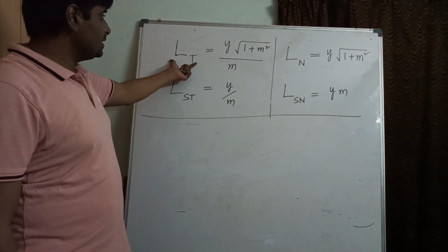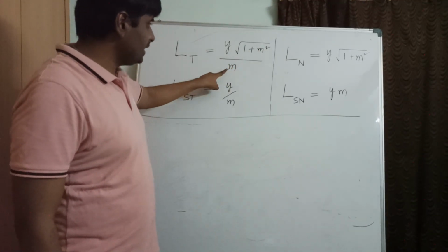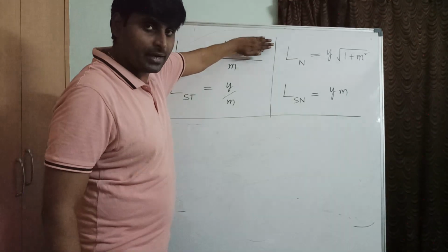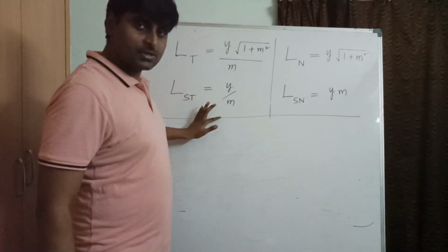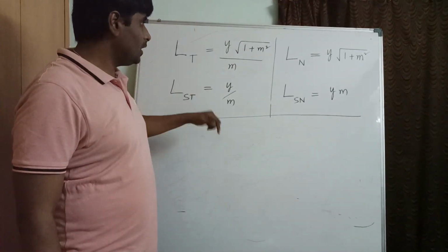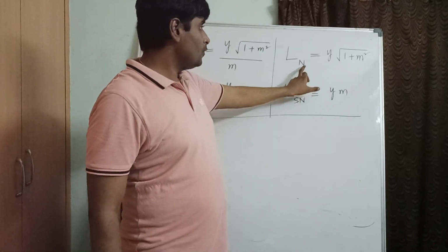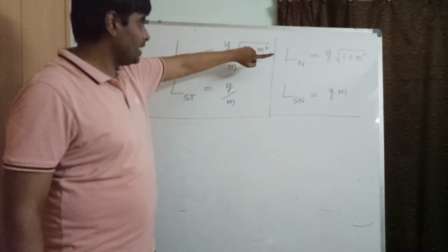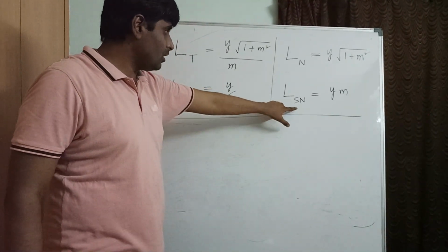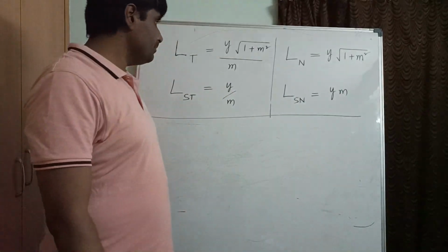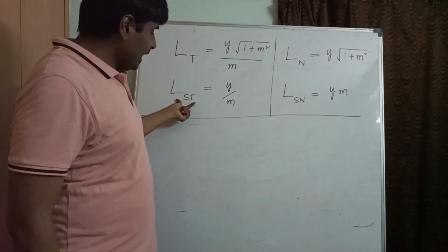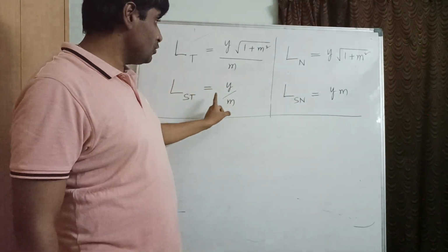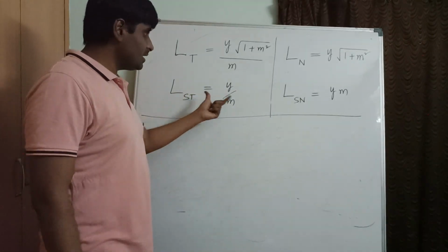With proofs also. Anyway, length of tangent is y into root 1 plus m square by m. Length of subtangent, without this root 1 plus m square, is y by m. Remembering these formulas is very easy. Length of normal is y into root 1 plus m square. Length of subnormal is y into m. See, in subtangent and subnormal there is no root term.